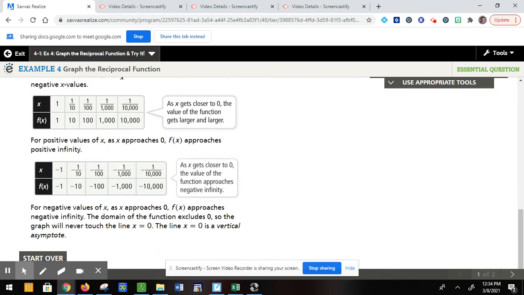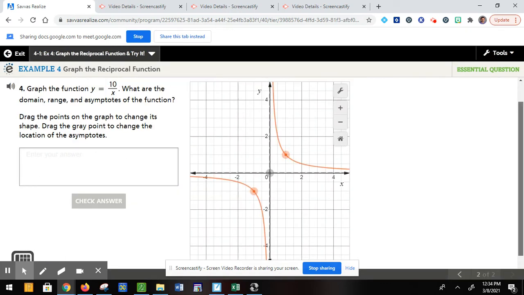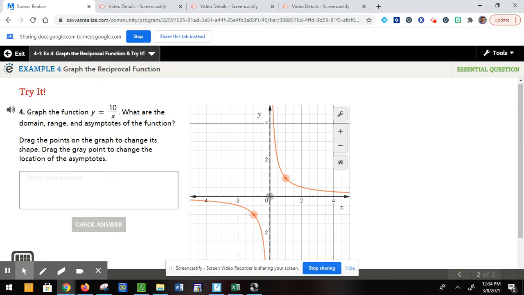All right, so I don't really think you need to try this one on your own, so let's just talk it out. The difference here is you've got the function y equals 10 over x instead of 1 over x. What are the domain, range, and asymptotes of the function? Well, the domain, range, and asymptotes are going to be exactly the same as the other one. Nothing is shifting up, down, left, or right. The curve is going to look a little different, but it's still going to have the same domain and range. x and y both can't be 0.